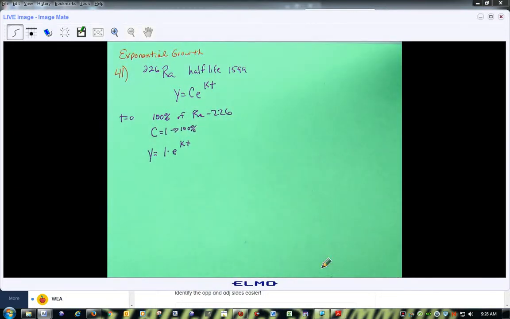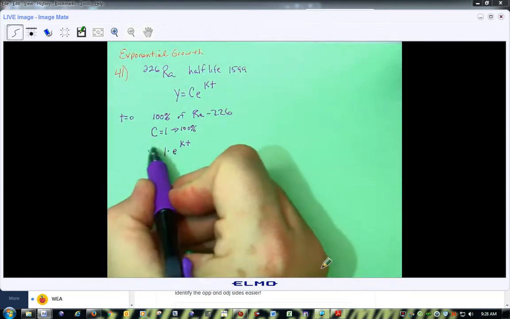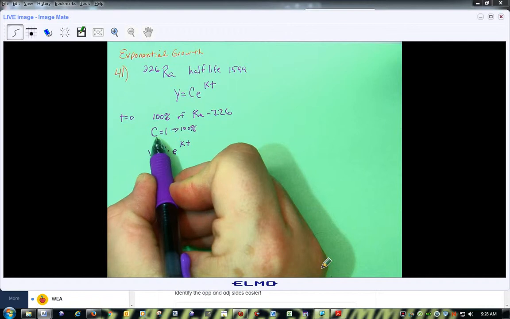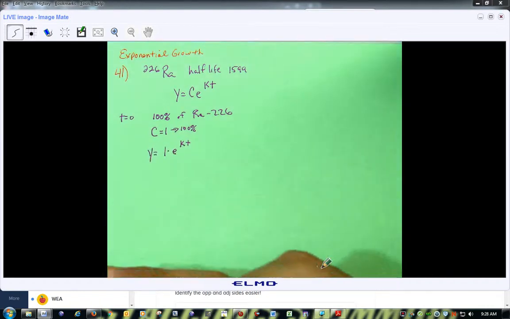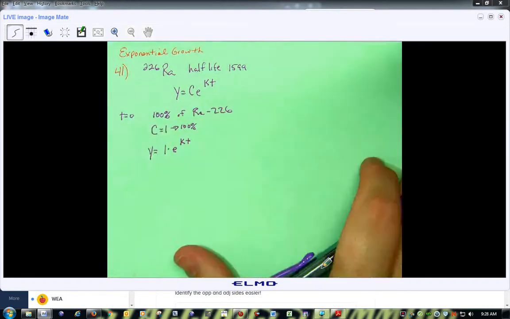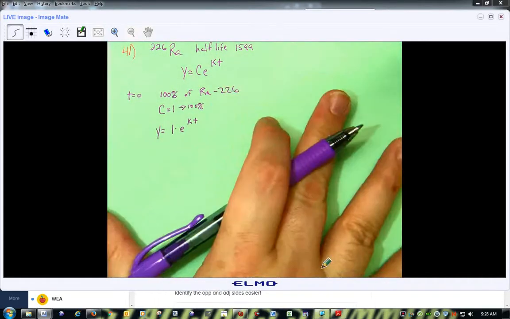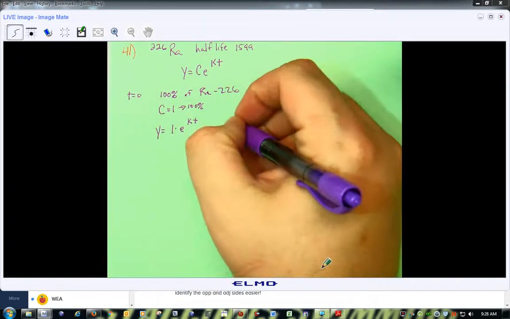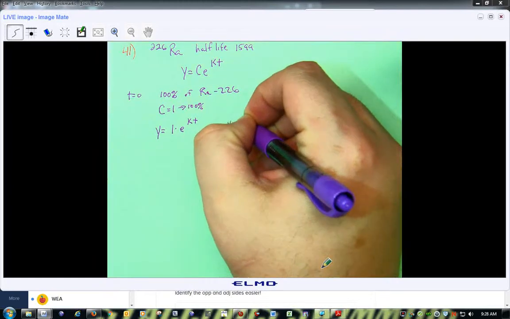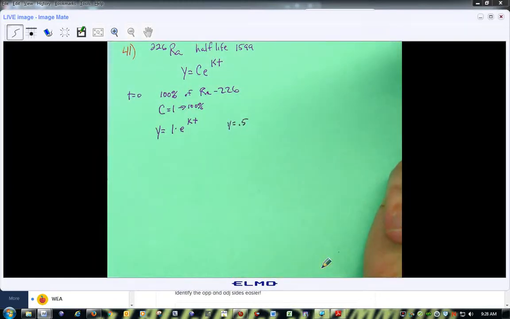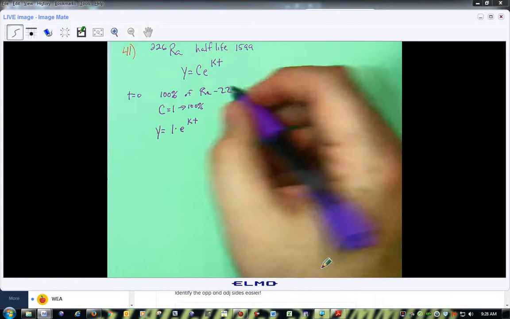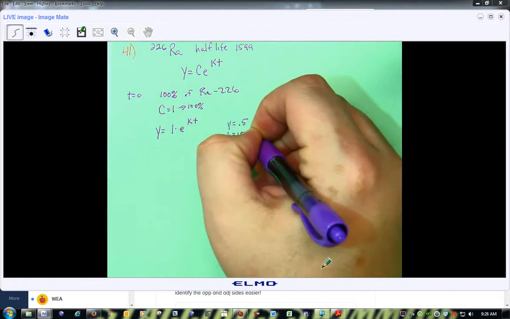Now, whenever you're doing these problems, we have to either figure out c first or figure out k first. And if you're given c, you figure out k and then you solve the problem. So we had to think a little bit to get c, which was 1. We just use that as 100% since we're dealing in percentages. So now let's do this for k. The only thing that we know is that y is going to be equal to 0.5, because it's going to be equal to half of the original at t equals 1,599.